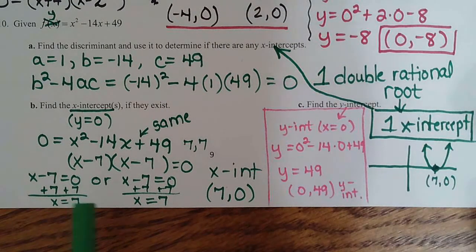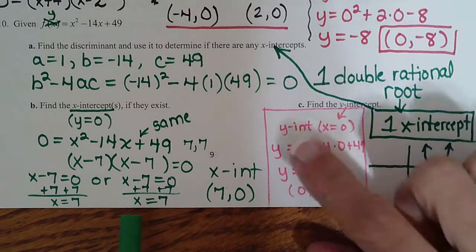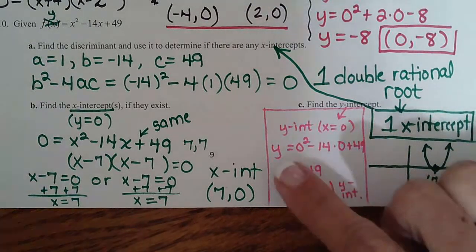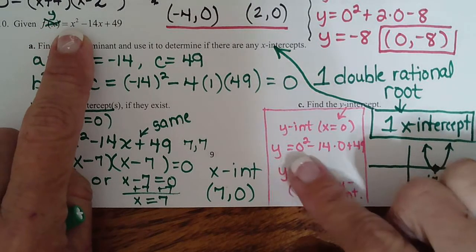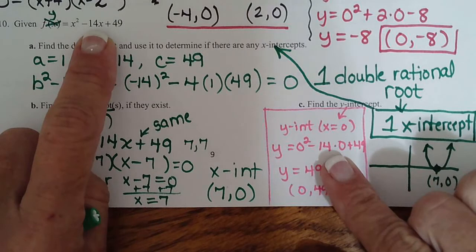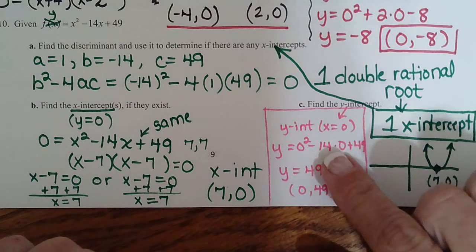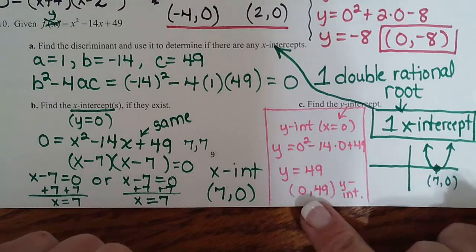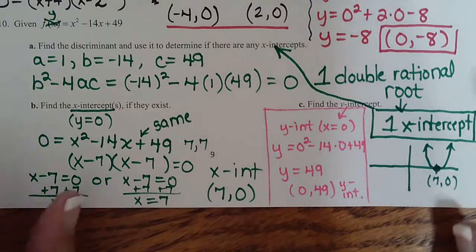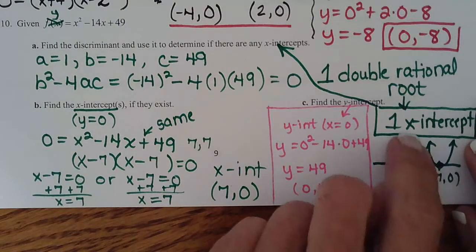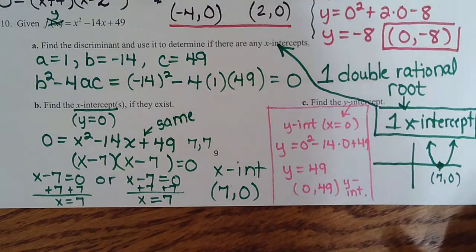And then I went ahead and did part C because it's super easy. So y-intercept means make x 0. So I went up to the equation, y equals 0 squared minus 14 times 0 plus 49. 0 minus 0 plus 49 is 49. So that means the y-intercept is (0, 49). If you look over here on your picture, it'll be way up at 49 when it crosses the y-axis.